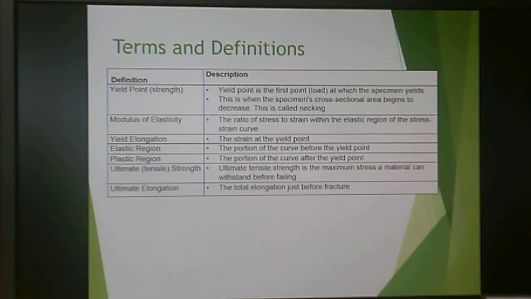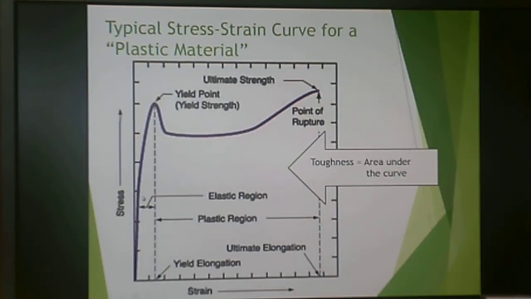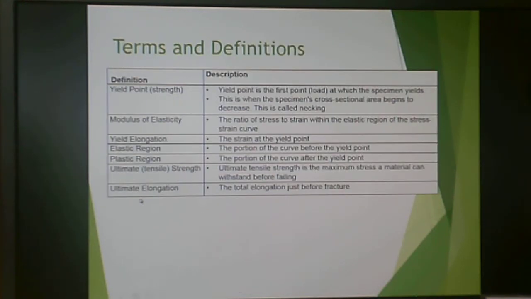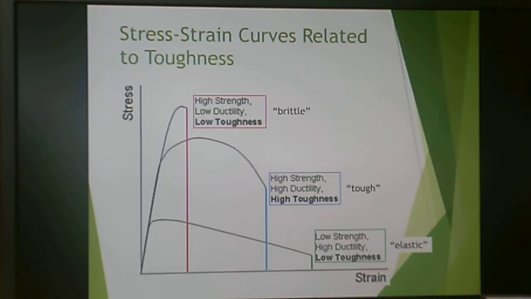So this is a list of terms and definitions. I went over a few of these before. The only one I didn't talk about was modulus of elasticity, and that is the ratio of stress to strain within the elastic region of the stress-strain curve. Well, what the heck does that mean in actual real-life terms? It is the slope of this line. So the initial slope of this line is the elastic modulus. So if you're going to talk about elastic modulus, what you're actually talking about is the slope of the linear region of this line. The rest of them I already went over.